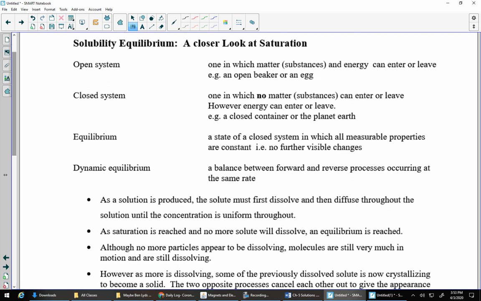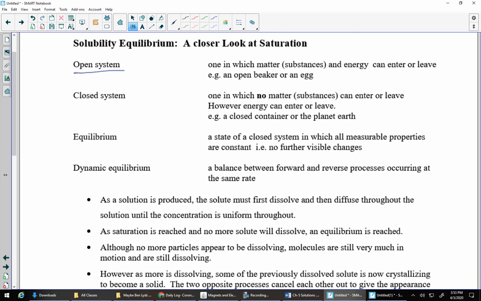So just a little reminder here, the next big piece is open systems, closed systems, and equilibrium and dynamic equilibrium. Some of these terms I'm sure you've heard before, others not so much. So open system, I know you've heard that in other science courses. This is where matter and energy are free to come and go. So for example, an open beaker or an egg. An egg's kind of a weird example, but it's true.